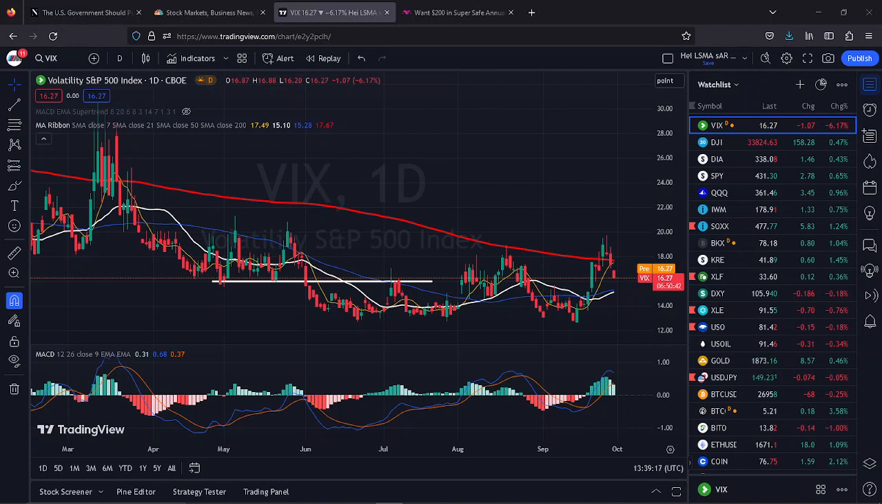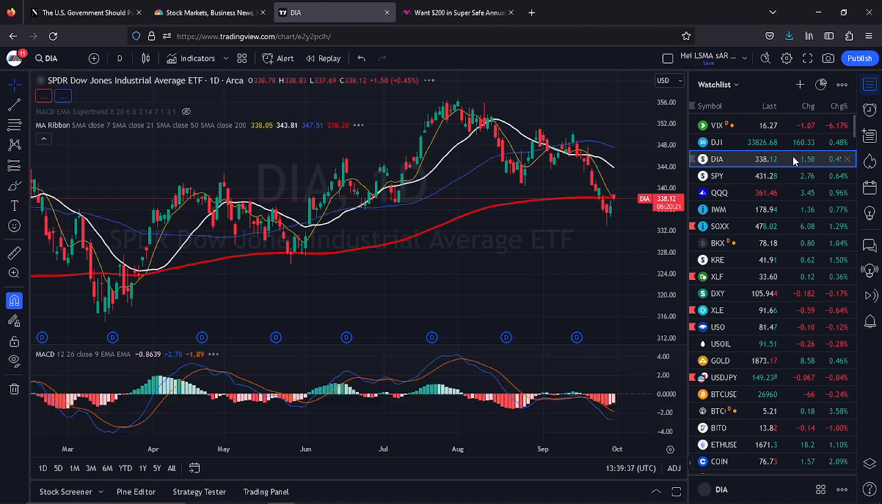Friday, September 29, 2023. Last trading day for the month of September in 2023. Market is flat. The VIX is coming down a little as the market is up 0.5% or so. So, not much really going on. I mean, we have a little gap up, and that's that.